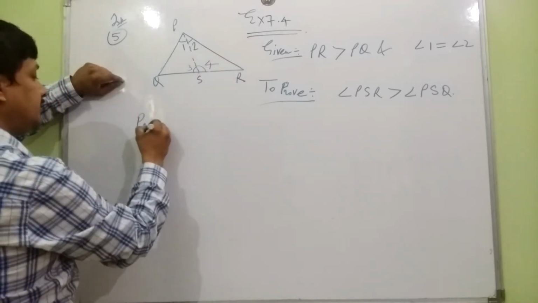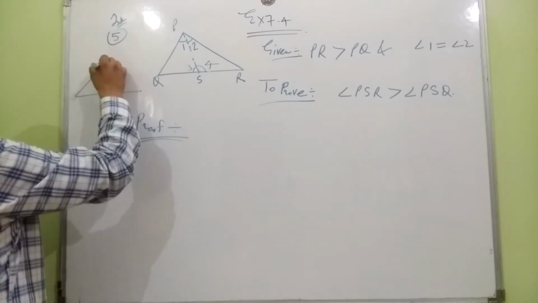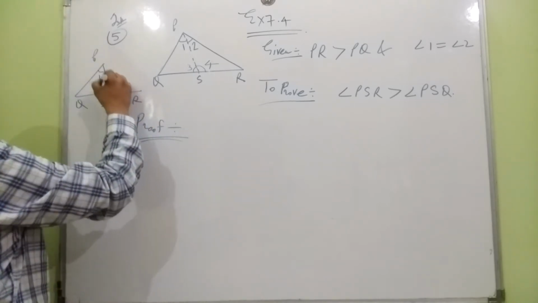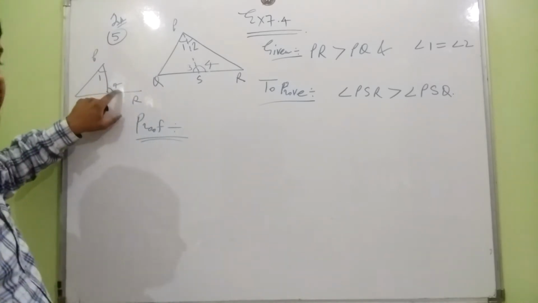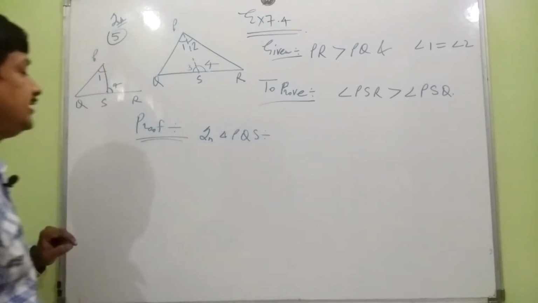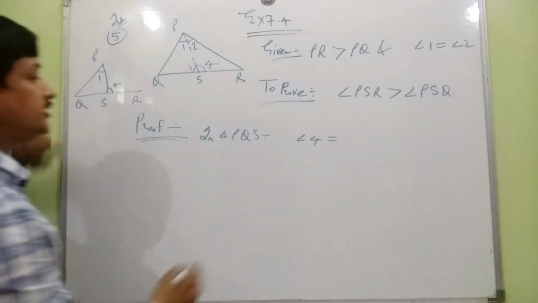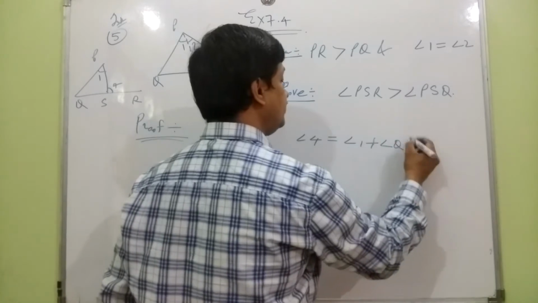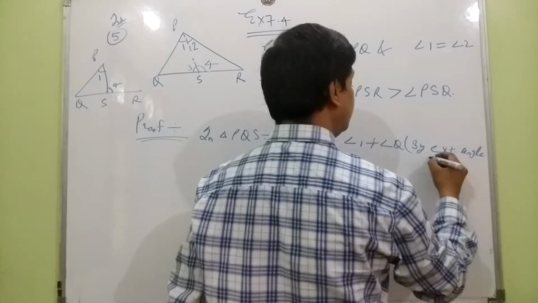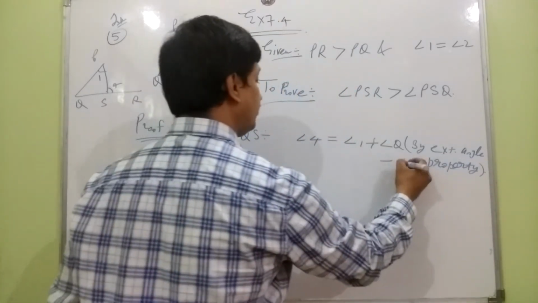Okay, now start. So dear students, first we will take PQS. In triangle PQS, I am making an extra figure for your understanding. Here is angle 1 and here is angle 4. So apply the exterior angle property in this. In triangle PQS, angle 4, which is the exterior angle, will be equal to angle 1 plus angle Q by exterior angle property. Okay, this is equation number 1.